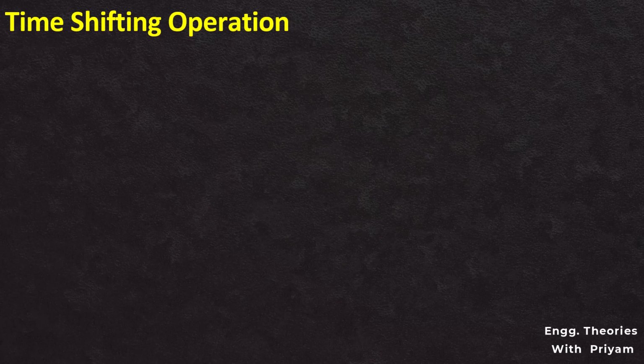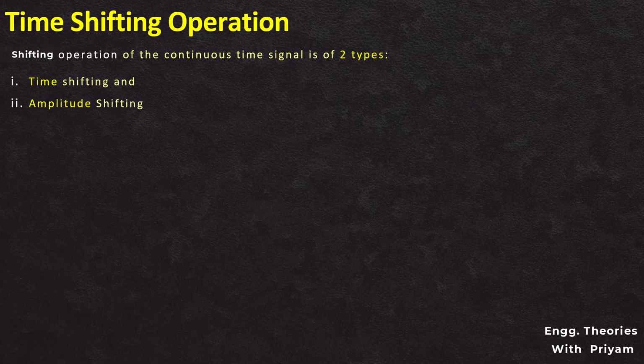In this lecture of signals and systems, we are going to see the shifting operations of the continuous time signal. Shifting operations of the continuous time signal is of two types, time shifting and amplitude shifting. In this lecture, we will only understand the time shifting operation of the continuous time signal.